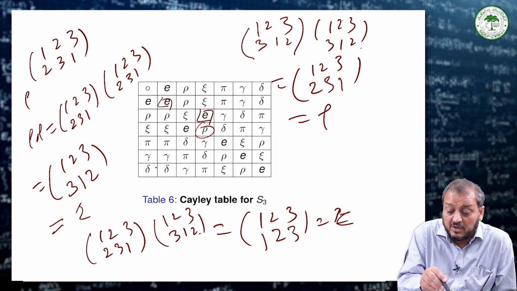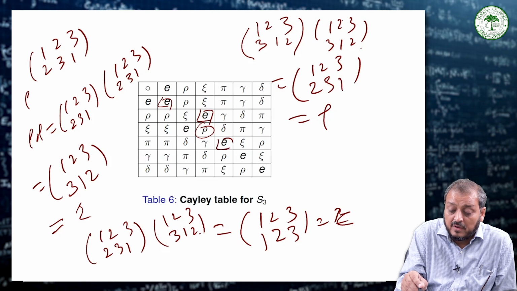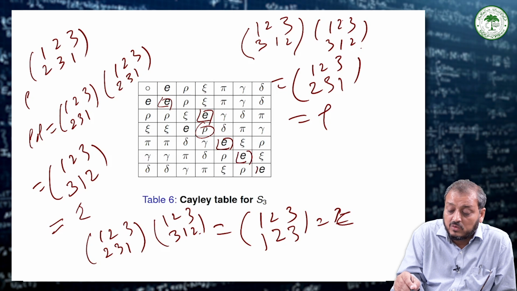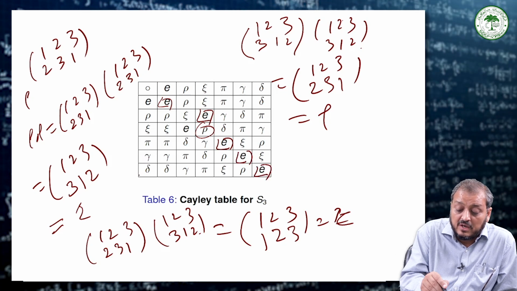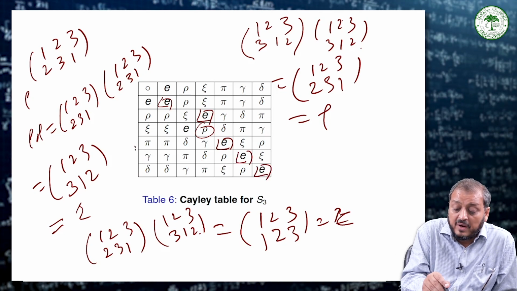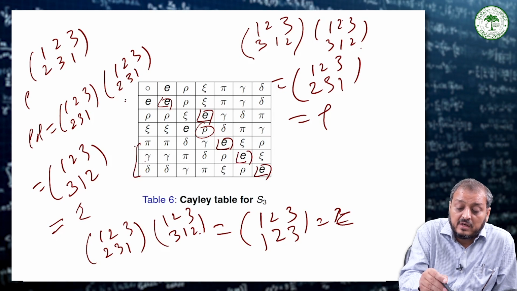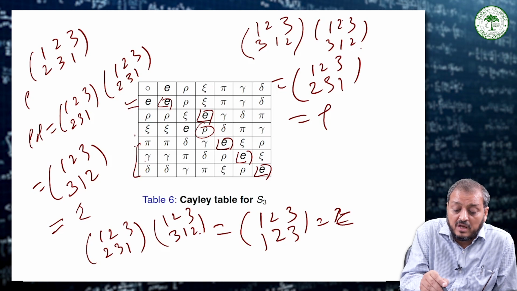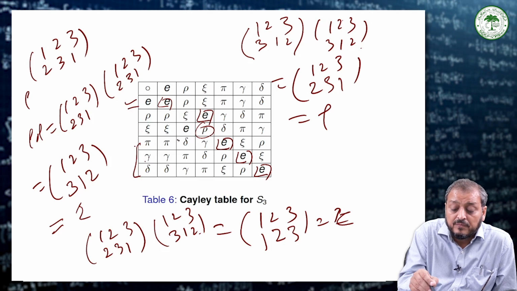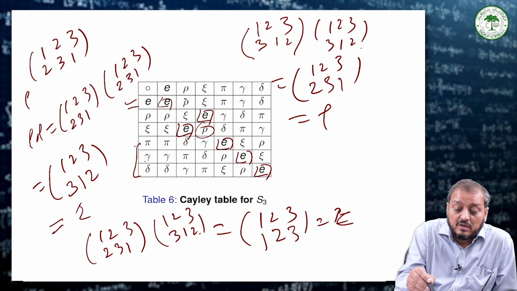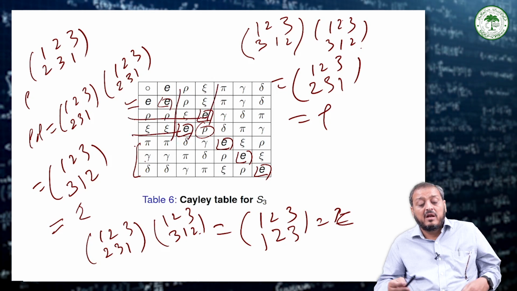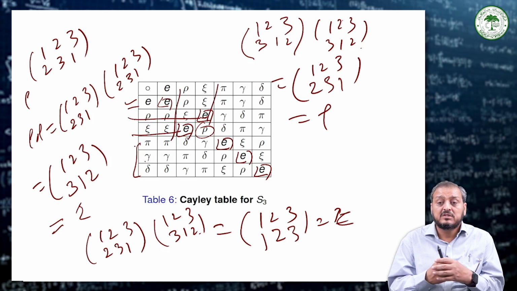Similarly, for all the others we can say that pi square is equal to identity, gamma square is equal to identity, delta square is equal to identity. So clearly gamma, pi, delta and identity are self inverse, but rho is the inverse of zeta, and zeta is the inverse of rho. These two are inverses of each other, and the rest are self inverse.